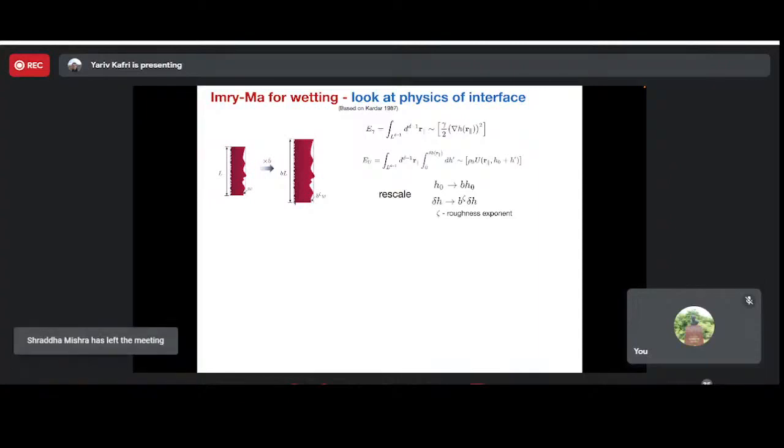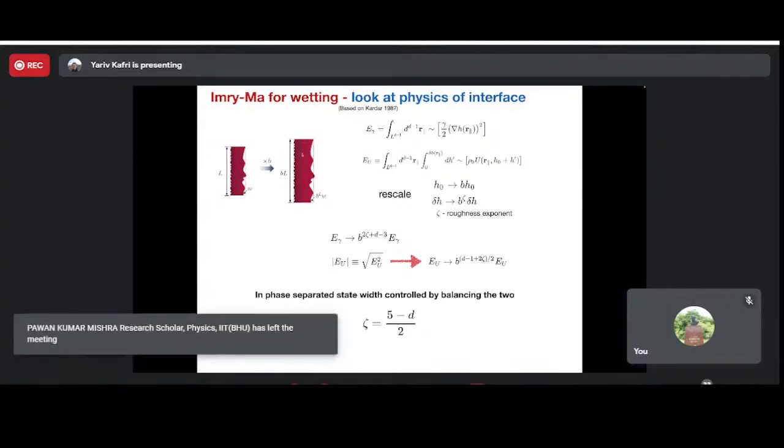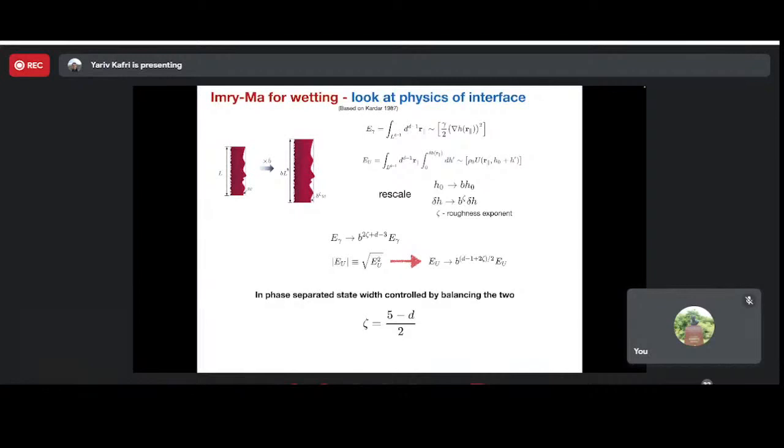And then essentially what you're doing is you check how does the elastic energy change under the rescaling, how does this interface energy change under the rescaling, and you balance them to get the roughness exponent of this interface, because what determines this exponent is the balancing of these two energies between the external disorder potential and the surface energy. And then the trick is that when this roughness exponent becomes larger than 1, this interface can't be stable because it means that it's growing faster than the width of the interface. So that's essentially the argument leading to the 3 dimensions.